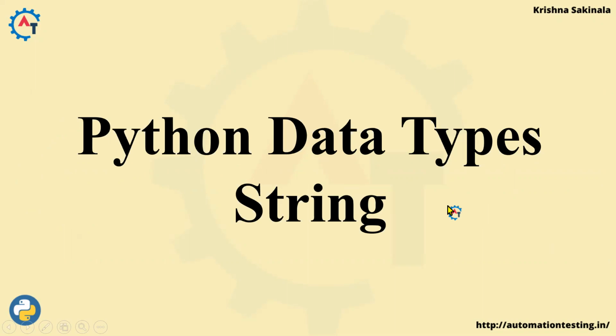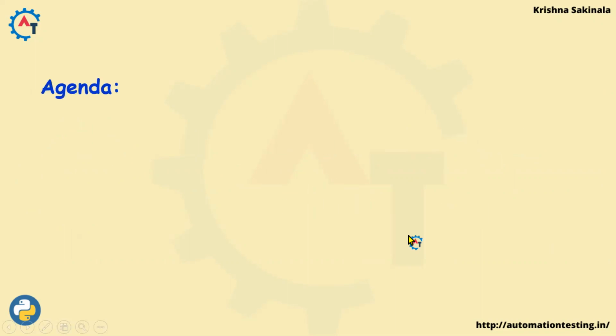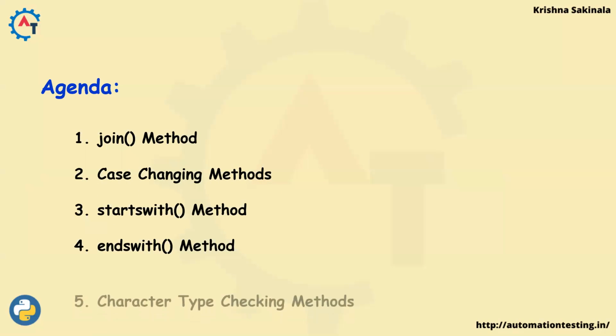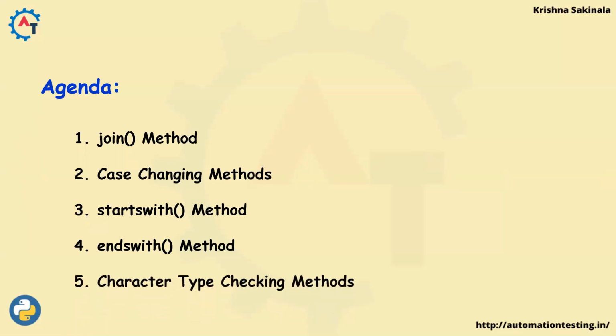Okay, so as part of this, what we will see, the agenda is join method, case changing methods, starts with method, ends with method, and character type checking methods. So we'll see these 5 points.